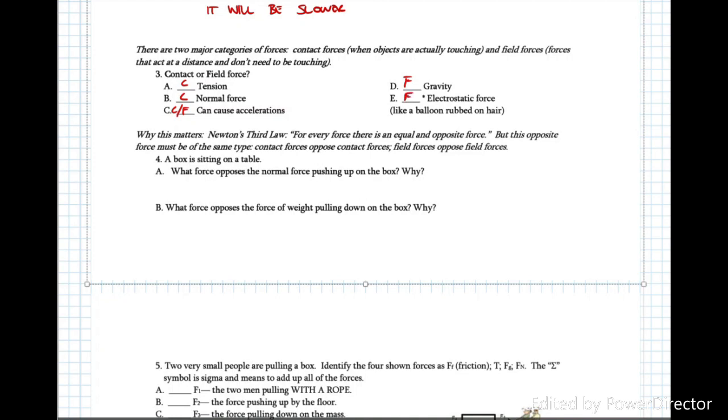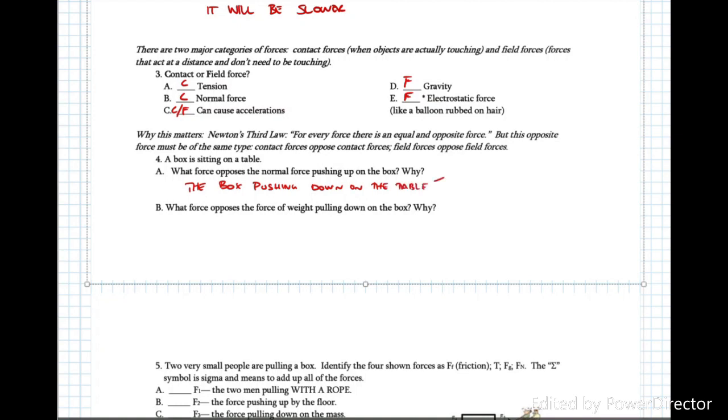All right. Here's Newton's third law. It says for every force there is an opposite force. Opposite force has to be the same type, right? My action force is a contact force, my reaction force too. Got a box sitting on a table. Normal force is the table pushing up on the box. Reaction to that has to be the box pushing down on the table.